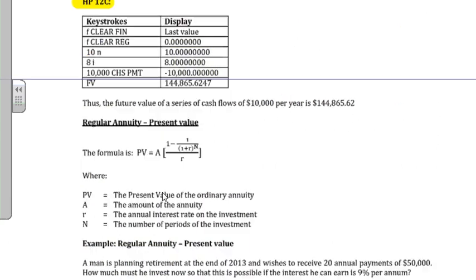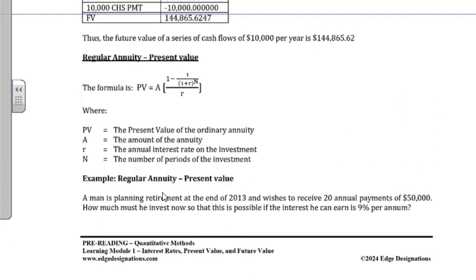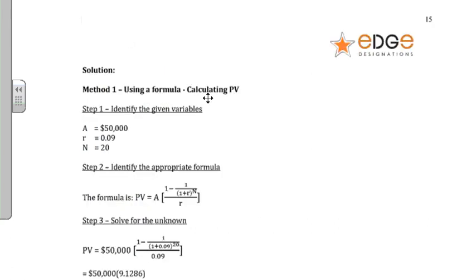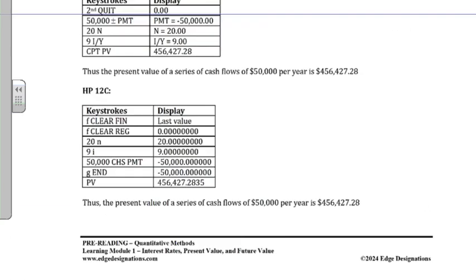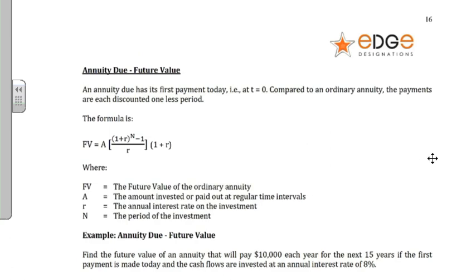I want to skip across regular annuity, present value. We're going to come back to it, but I just want to deal with all the future value calcs first. So we turn a page or two to page 16 if you are following on in your notes. Annuity due future value. And again, look at this formula. Aren't you glad this is not one that you need to learn? Please don't. Use your calculator.